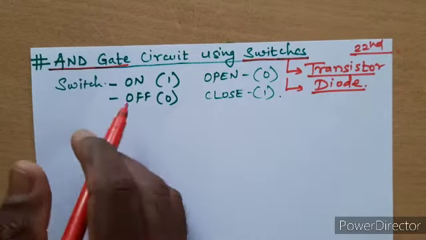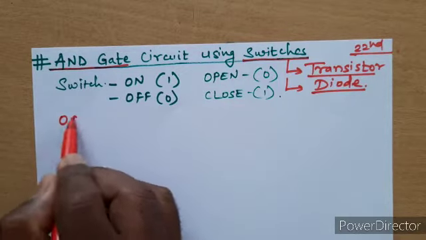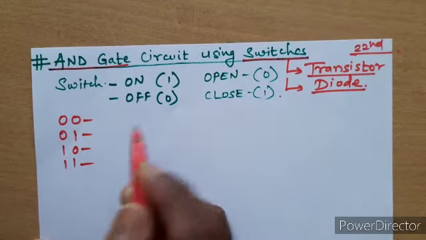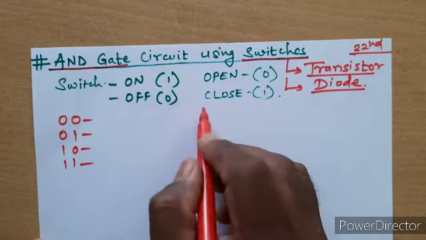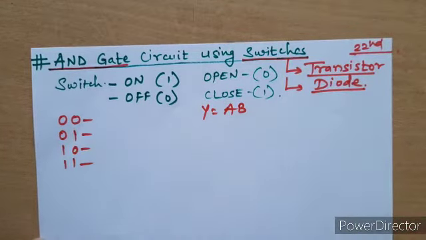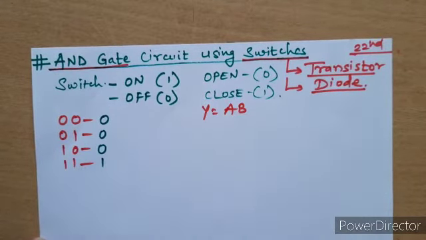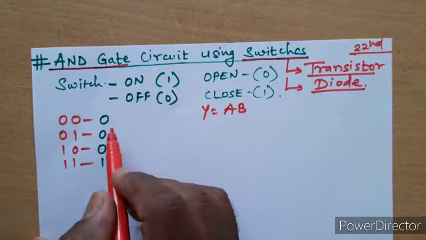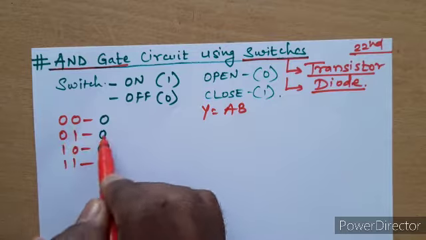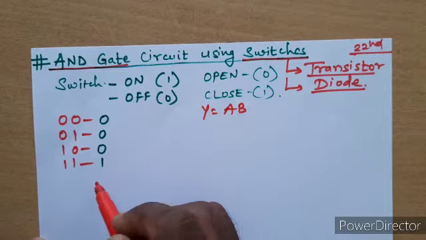Now let us quickly recall the truth table of the AND gate. If I have two inputs 0 0, 0 1, 1 0, 1 1, the expression for the AND gate is Y equals AB. So 0 0 is 0, 0 1 is 0, 1 0 is 0, 1 1 is 1. So if any of the inputs is 0, the output is 0. If all the inputs are 1, the output is 1.